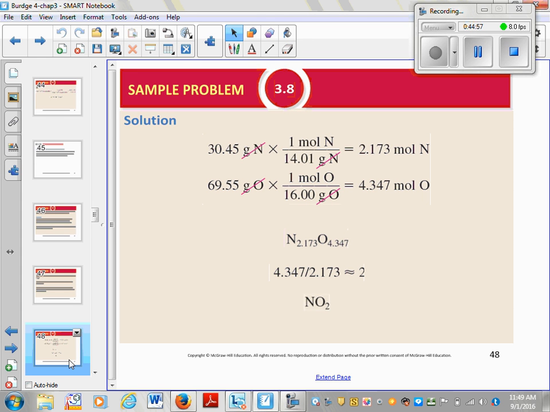Okay? The trick, the strategy to that, is assuming a 100-gram sample, because that makes working the percentages very easy. Or it should be easy.